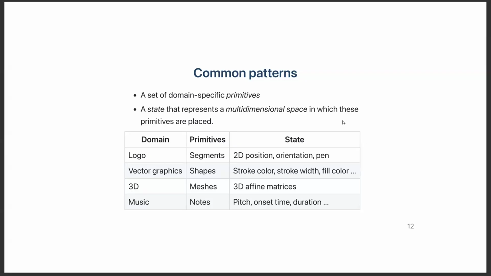And these primitives, we can draw them by traveling some kind of state. And this state can be either a space, or it can contain multiple dimensions, including 2D position or 3D position, orientation, rotation, scaling, stroke color, stroke width, and for music, it can be pitch, onset, duration, and you name it, any parameter can be in the state.